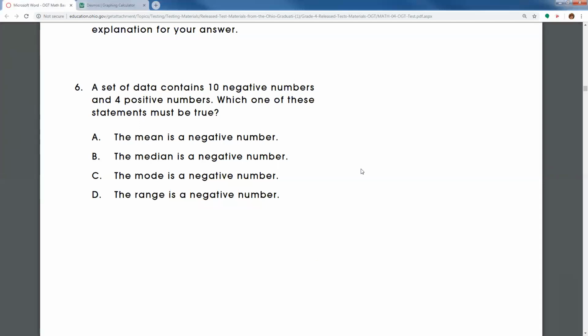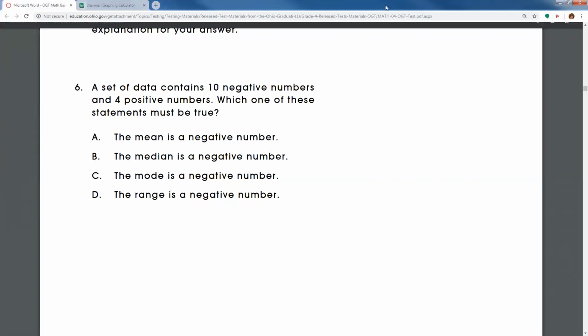So a set of data contains 10 negative numbers. Oh, I think we did talk about this one last week as well. Do you guys want to see this one again or move on to a different one? I want to see it again. I didn't get to see it. I was trick-or-treating last week.